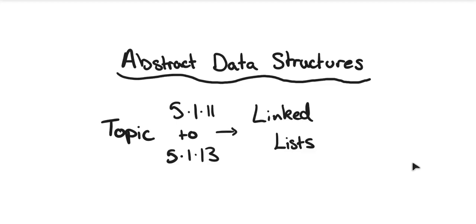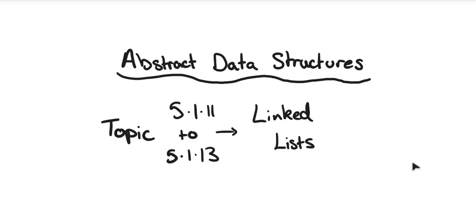Hey guys, today we're going to be talking about topic 5 of IBHL Computer Science, Abstract Data Structures. Our focus today is going to be on linked lists, and we're going to cover points 5.1.11 to 5.1.13, which are all about dynamic data structures and how linked lists operate logically and visually.